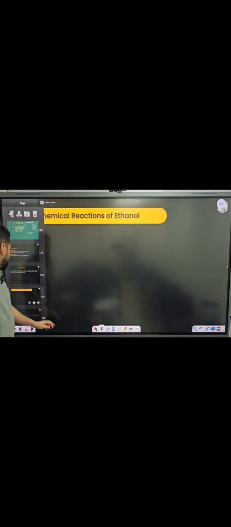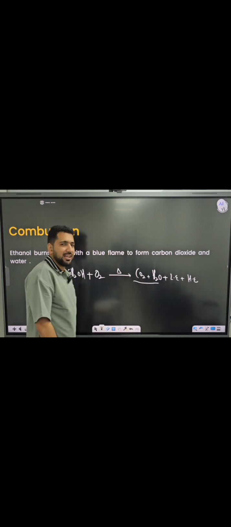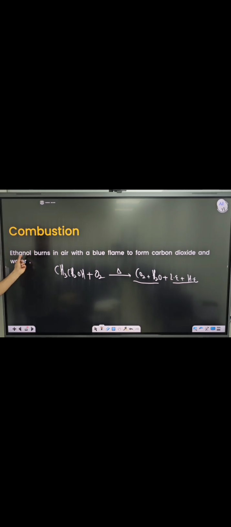Now guys, what are the chemical properties of ethanol? The first chemical property of ethanol is combustion. If I am talking about ethanol, CH3CH2OH, it shows combustion, which means it reacts with oxygen. It burns in the presence of oxygen and leads to the formation of CO2 plus H2O, along with light energy and heat energy. Ethanol burns in air with a blue flame because complete combustion took place.